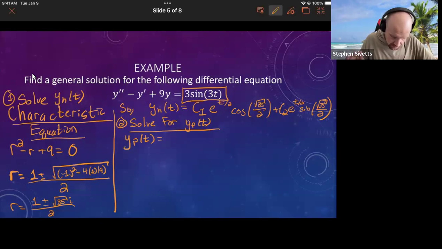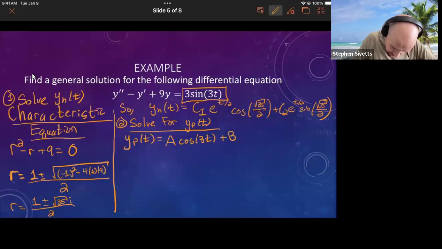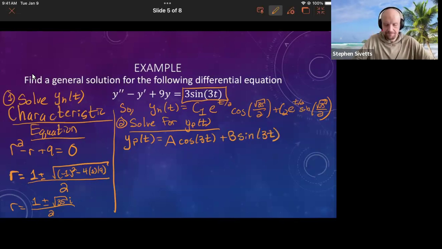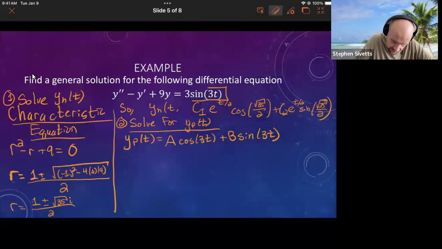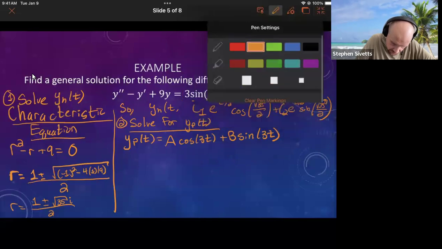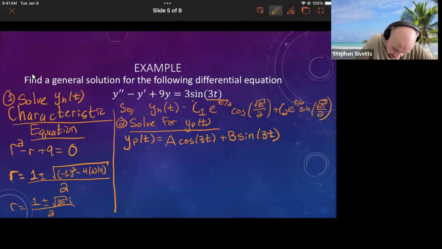So in other words, y sub p of t would equal capital A times cosine of 3t plus capital B times sine of 3t, right? Okay. And so we're going to use this function as the particular function to plug into our differential equation and solve right away for the general solution.